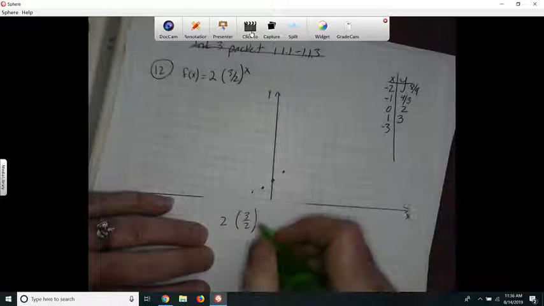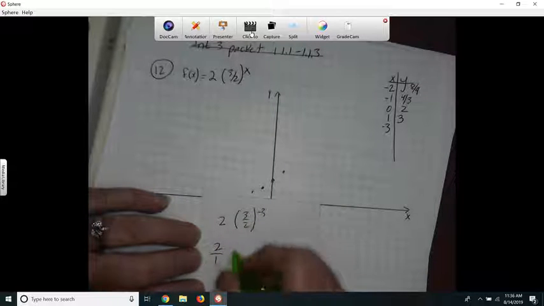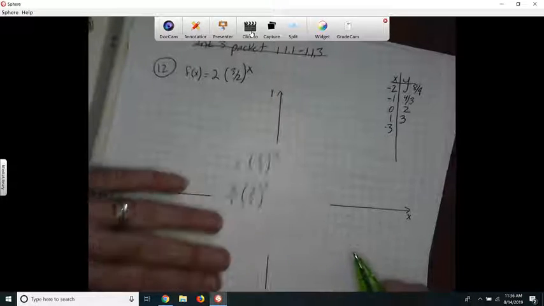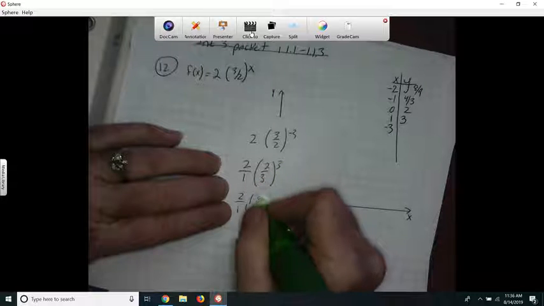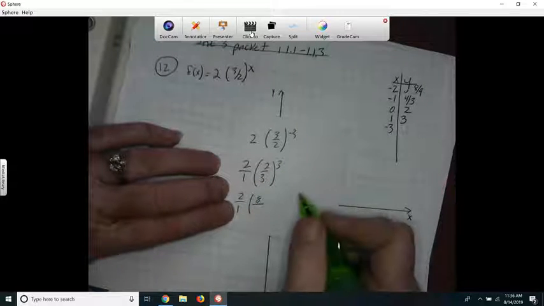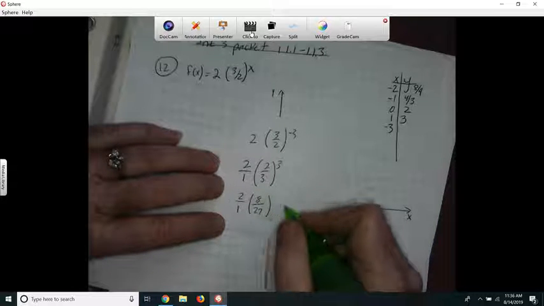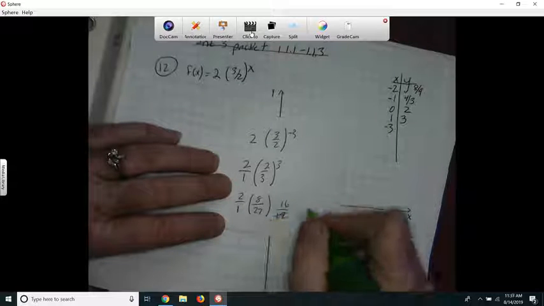If I plug in -3, that's 2 over 1. I'm going to wish I didn't plug in -3, huh? So that's 2 over 1. 2 cubed is 8. 3 cubed is 3 times 3 is 9 times 3 is 27. Well, I kind of wish I didn't do that. 2 times 8 is 16. 16/27.